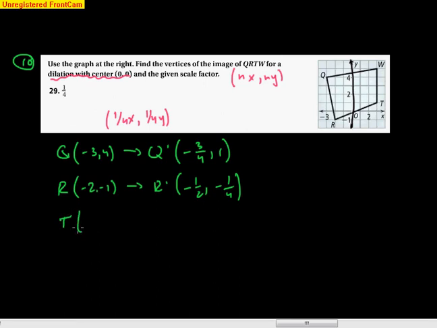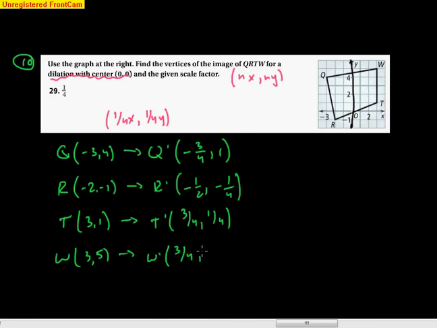I continue on to T. T is at the point 3, 1. So I take 1/4 of 3, that's 3/4. 1/4 of 1, that's 1/4. There's T prime. And then finally W. W is at the point 3, 5. I take 1/4 of 3, which is 3/4. I take 1/4 of 5, which is 5/4. And again, if you want to use decimals, that's fine. But here are the coordinates of your new figure.